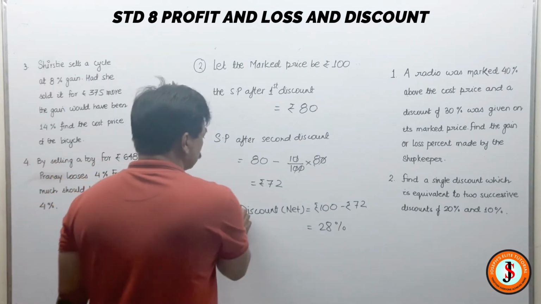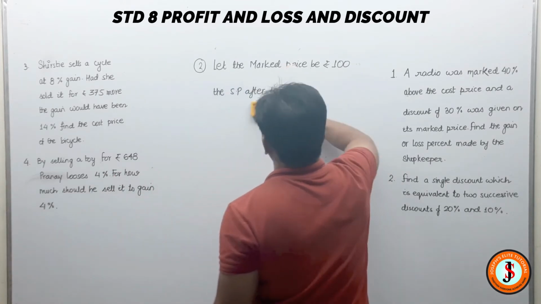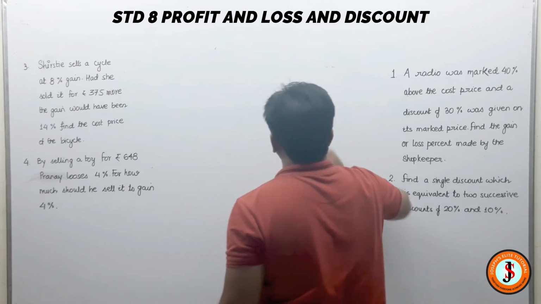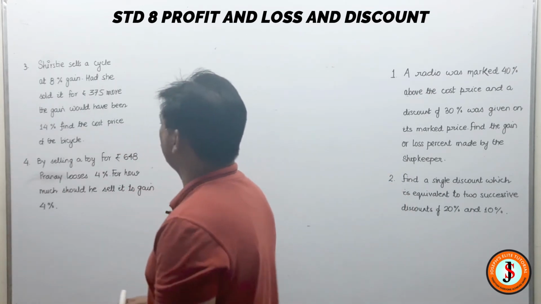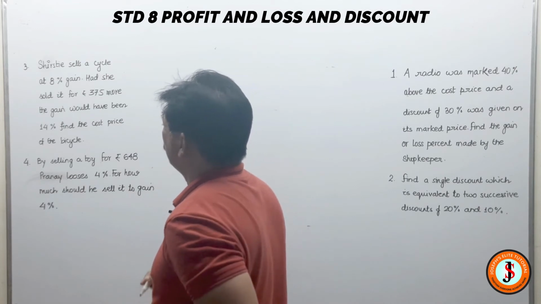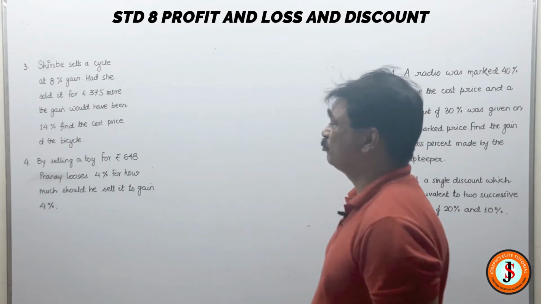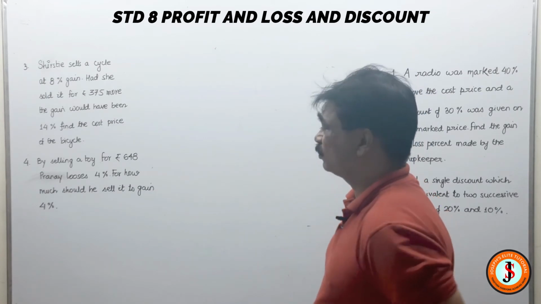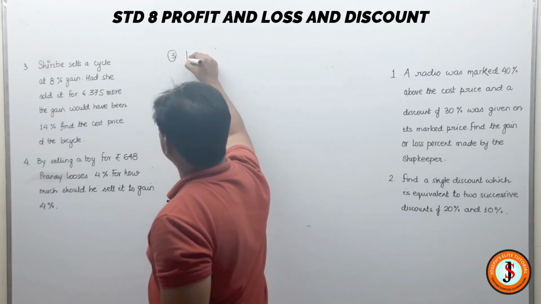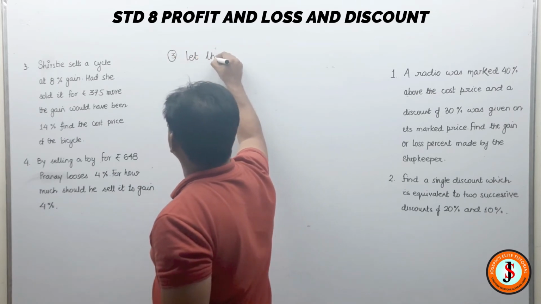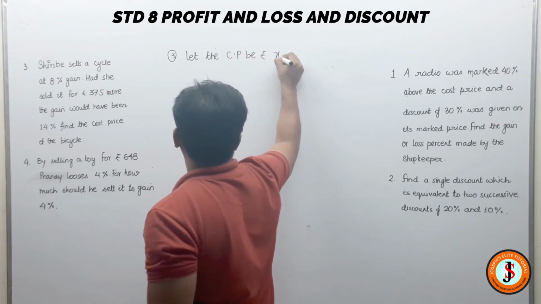Now let us go to some profit and loss questions. Here Srishti sells a cycle at 8% gain. Had she sold it for rupees 375 more, the gain would have been 14%. Find the cost price. There is a very fast method to do it. Let the CP be rupees X.